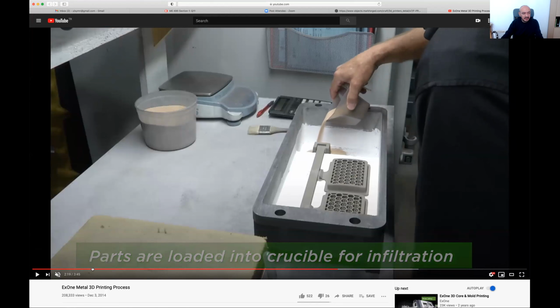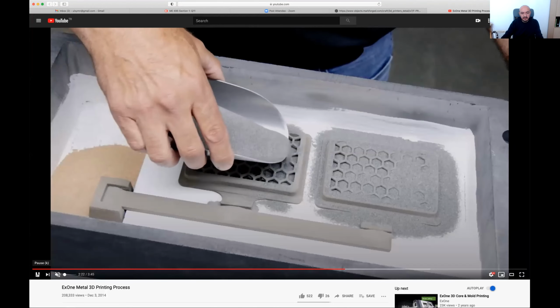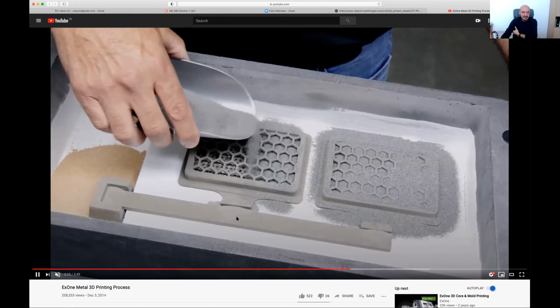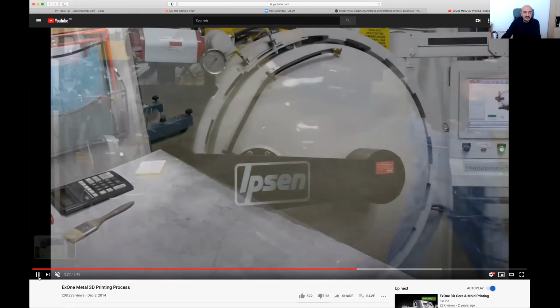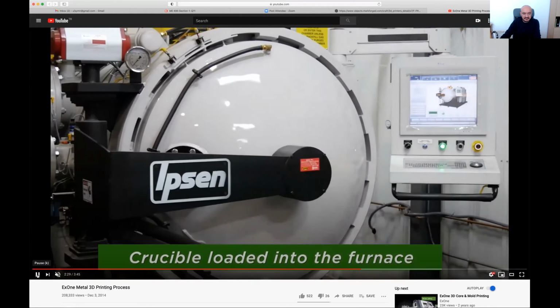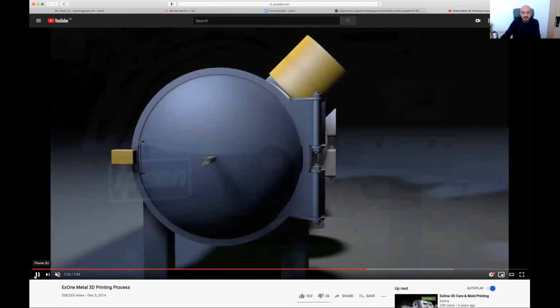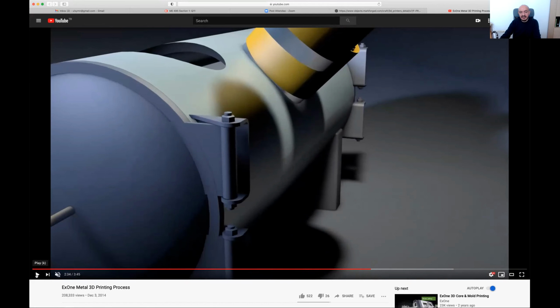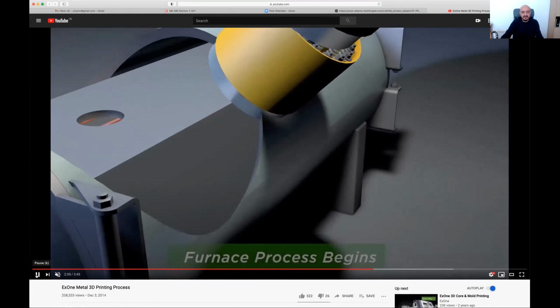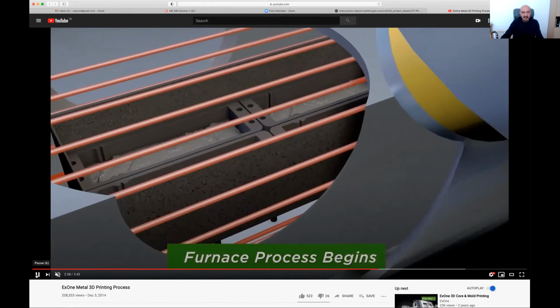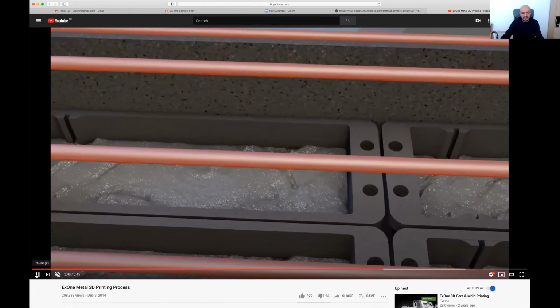This is the infiltration material, probably copper. They're also pouring it around. I think this is not copper, but it is for heat insulation. Now they put this new form box into the furnace, and infiltration will start. Since they cannot record the interior, they show these fundamentals with an animation. Now that's how infiltration works.